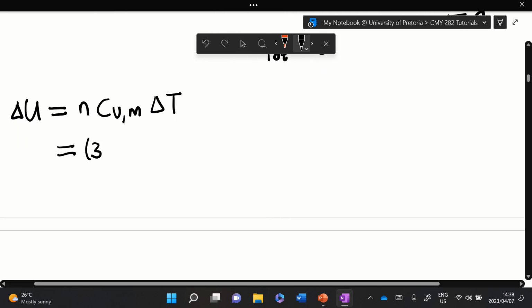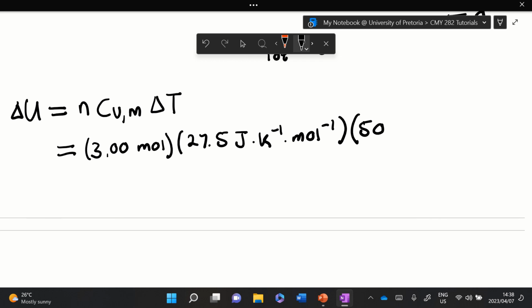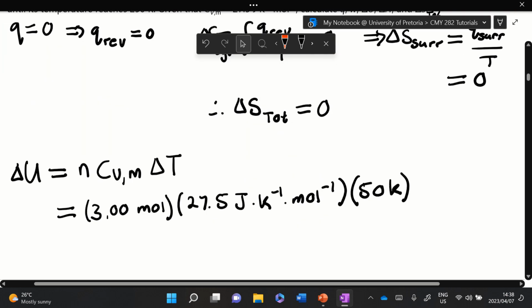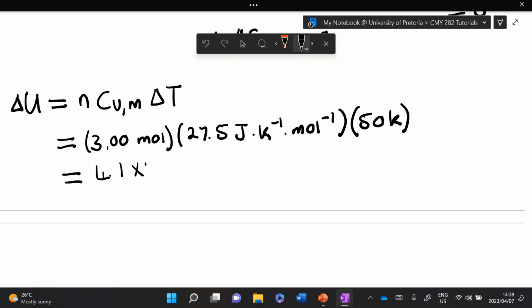This is 3 moles, and it's 27.5 joule per Kelvin per mole. And delta T is 50 Kelvin, because we're going from 200 to 250, so 250 minus 200. And this gives us 4.1 times 10 to the power 3 joule, which is 4.1 kilojoule.